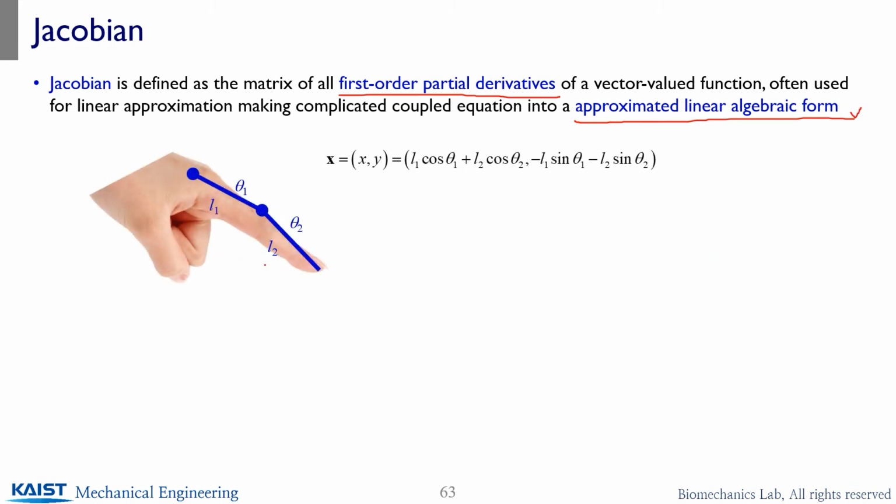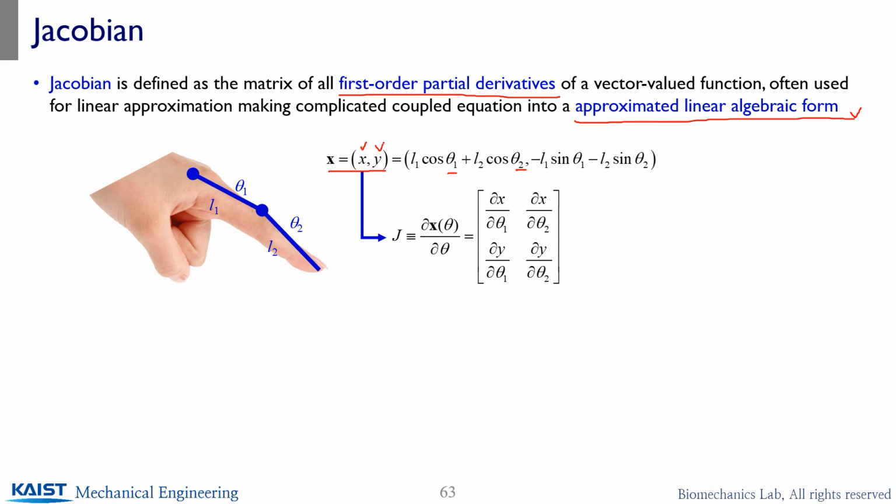So the same applies to inverse kinematics. Here I have an end point position, x and y, which can be expressed by theta 1 and theta 2 for the double segment system. So the Jacobian has two functions, x and y: the first function is the first row, the second function is the second row. I have two variables, theta 1 and theta 2, and the derivative will give me the 2 by 2 Jacobian matrix.